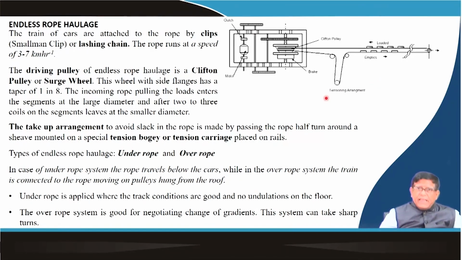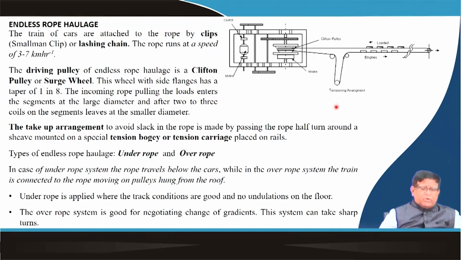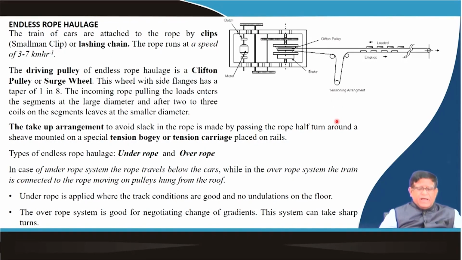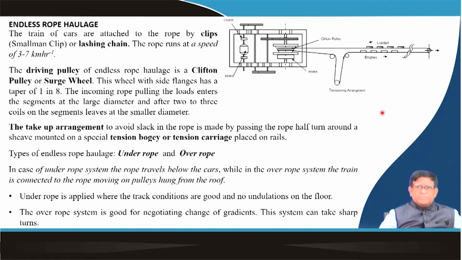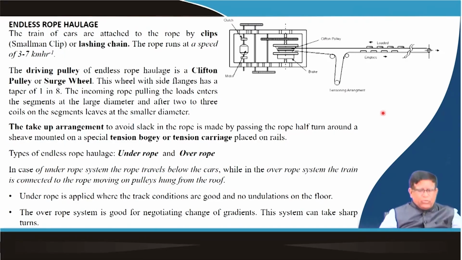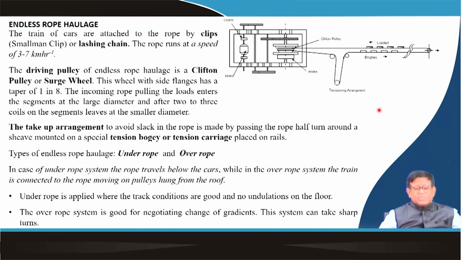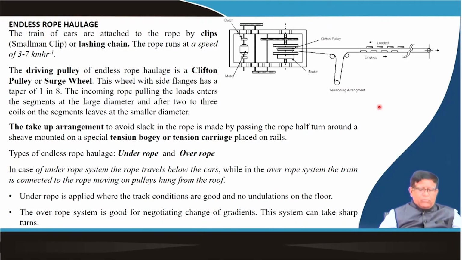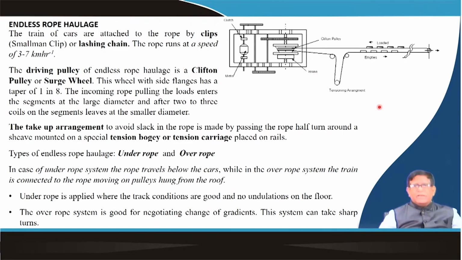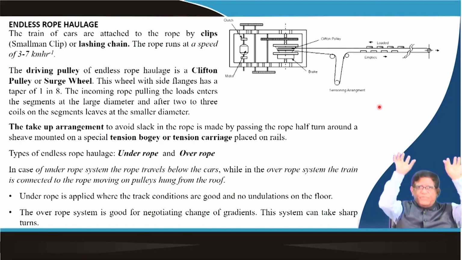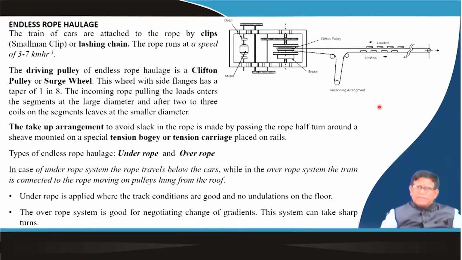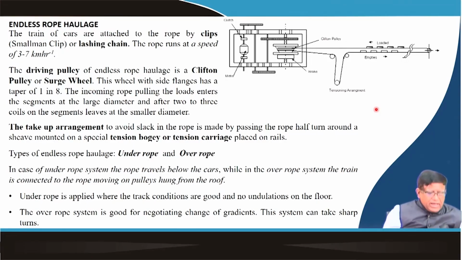Now, as I said, this also can be an under rope or over rope system. In the under rope system, the rope travels below the cars, and in over rope the rope is above, on the roof. Under rope is applied where the track conditions are good with no undulations, and the over rope system is applicable where the roof condition is very good, a very strong roof, so that you can anchor over there. So, these arrangements are there.